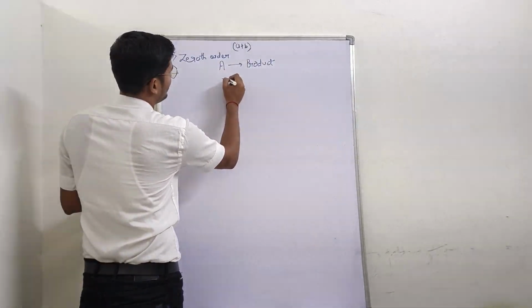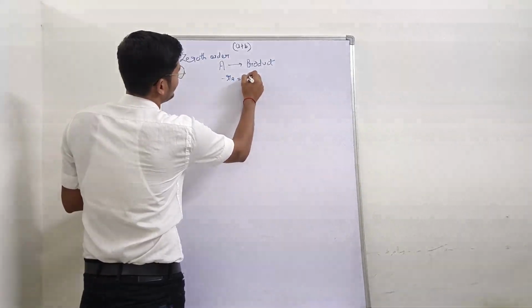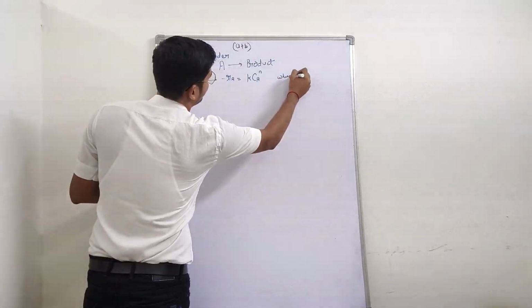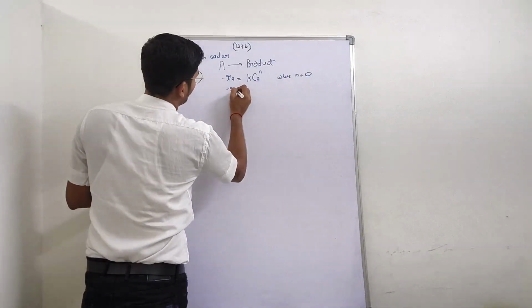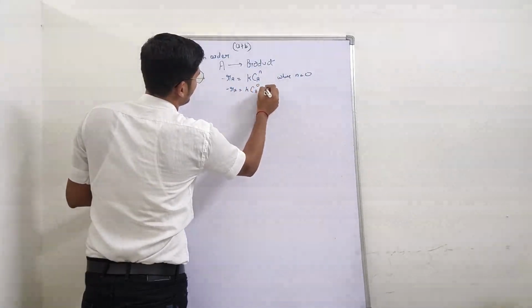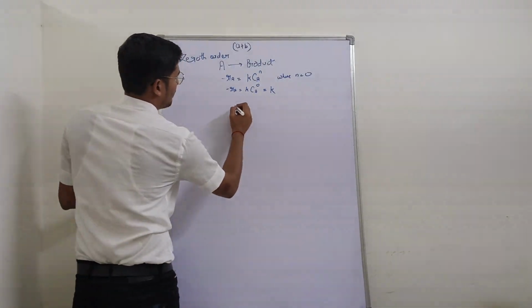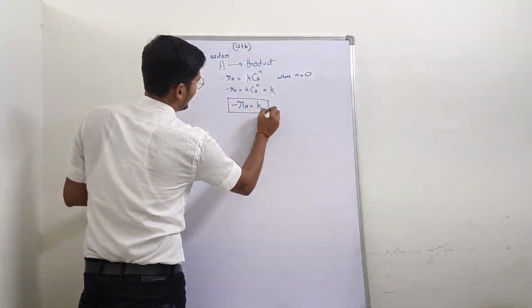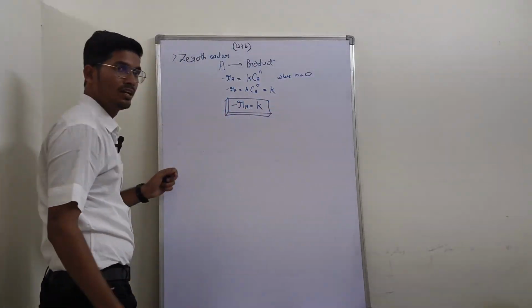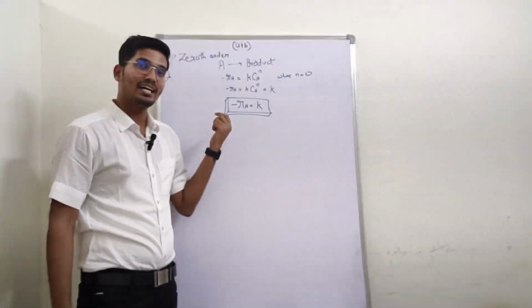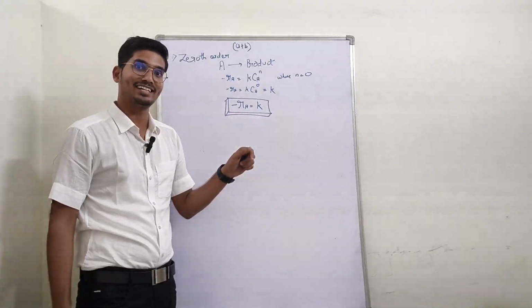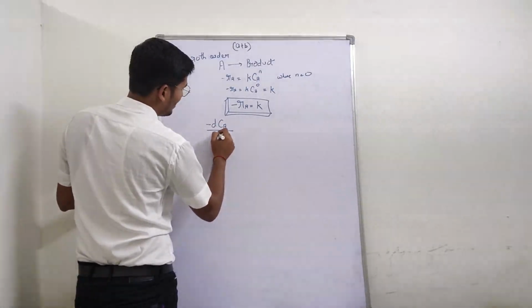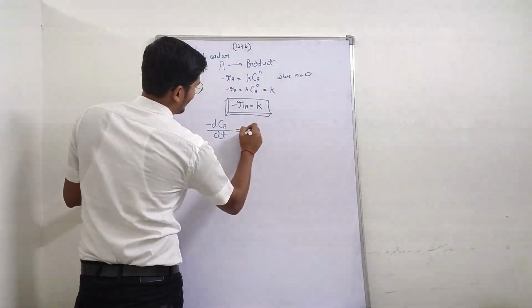So its rate law will be written as rate equals K C_A to the power n, where n equals 0. So we can write rate equals K C_A to the power 0, which means rate equals K. This is our rate expression. Now we have learned another definition of rate of reaction, the disappearance rate. Minus dC_A by dt equals K.